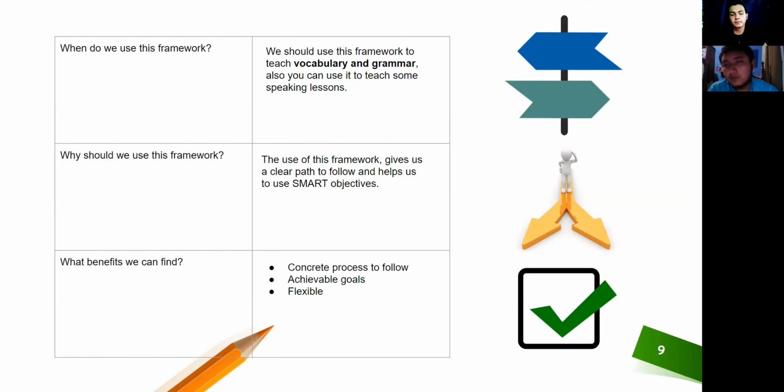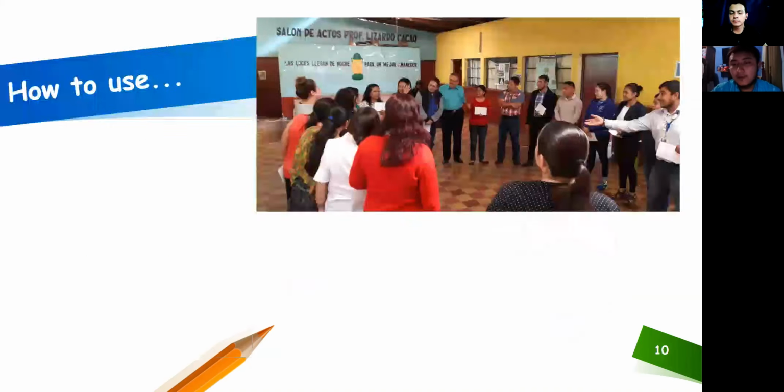Here I put 3 bullet points that I believe are really relevant, which are concrete process to follow, achievable goals, and also that this framework is flexible. It is flexible to be adapted in the different situations that all the teachers can be in whatever moment. Now, this guides us to how to use this. How can we use this framework in our context, pretty much?